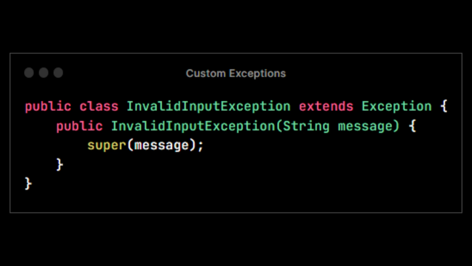Custom exceptions. Java allows you to define your own custom exceptions by extending the Exception class or one of its subclasses. This can be useful when you want to create specific exception types for your application. Here's an example of a custom exception.